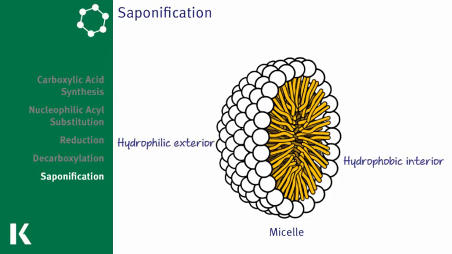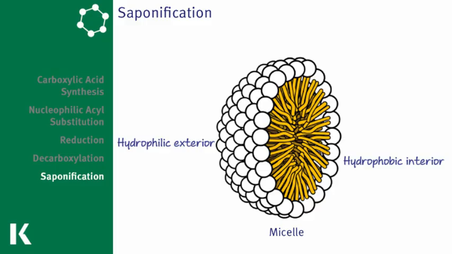One outcome of saponification is the formation of micelles, as seen here. Keep in mind additionally that micelles are essentially mini plasma membranes, so if you extrapolate, you should be able to imagine how carboxylic acid saponification is involved in cell genesis.